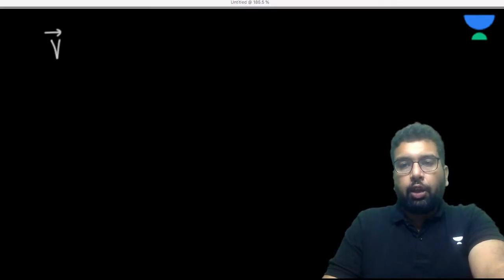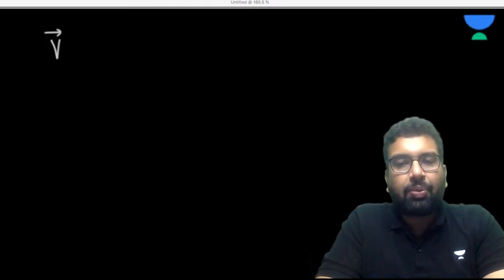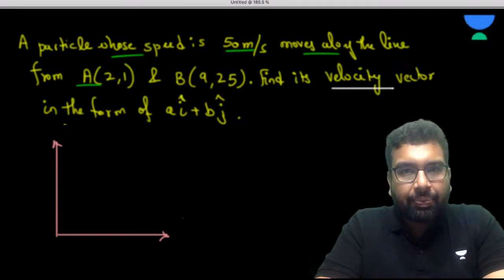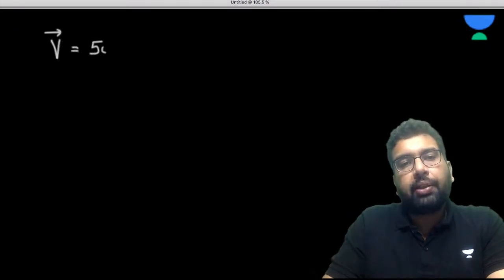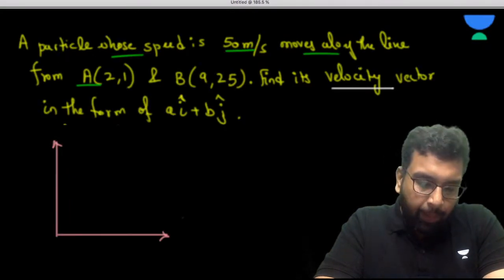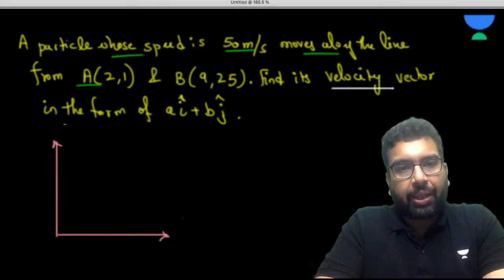Now, please understand this. As I say always, whenever we have a vector, it always has two things: one is magnitude, one is direction. Now, the magnitude of velocity we call as what? We call it the speed only. So this is going to be 50. And what is going to be the direction of this velocity? What information is given? It is moving along the line from vector A to vector B.